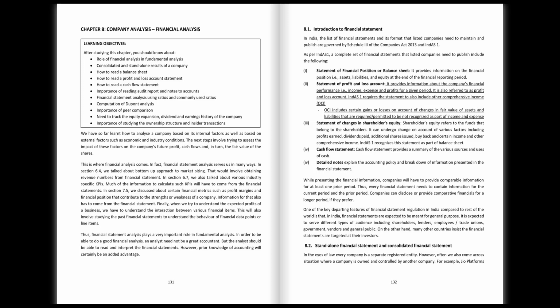In Section 6.4, we talked about the bottom-up approach to market sizing. That would involve obtaining revenue numbers from financial statements. In Section 6.7, we also talked about various industry-specific KPIs. Much of the information to calculate such KPIs will have to come from the financial statements. In Section 7.5, we discussed certain financial metrics such as profit margins and financial position that contribute to the strengths or weaknesses of a company. Information for that also has to come from the financial statement.